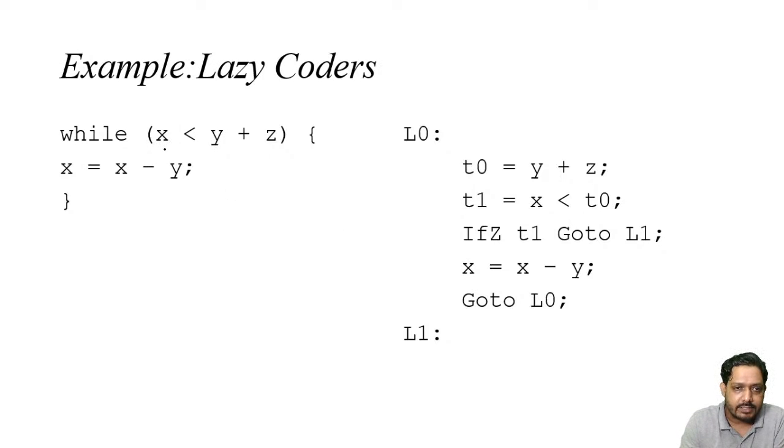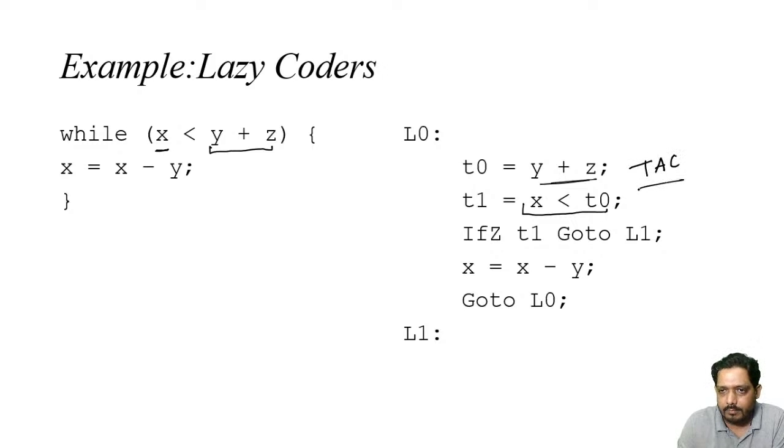Suppose this is the condition that we are testing, x less than or equal to y plus z. This condition will be tested again and again in this case. So here the code is written in this way: t0 is equal to y plus z, and t1 will be x less than or equal to t0. So this is TAC, three address code, and I feel that you know how to generate the three address code in this case. And if 0 and nz also t1, then go to L1. If 0 means the condition is false, then we can go to L1, and this is taking it outside of it.